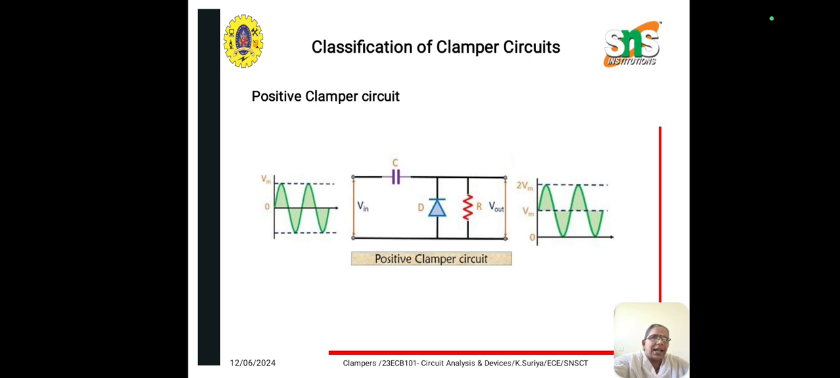Now let us see classification of clamper circuits. The first one is the positive clamper circuit. The figure here shows the positive clamper. As we see here, the diode is in parallel connection with the load. So we can say reverse biasing of the diode will provide the output at the load.